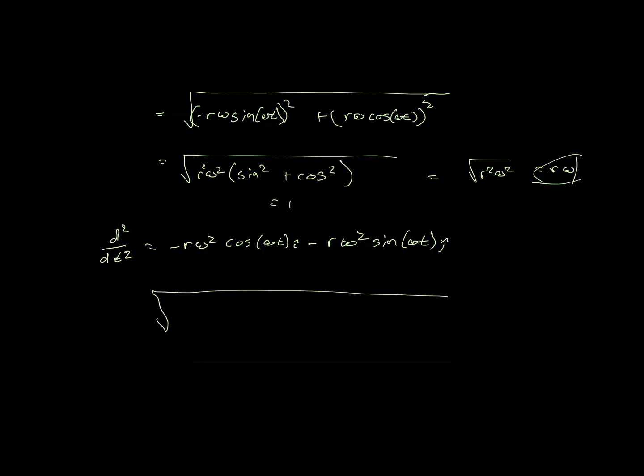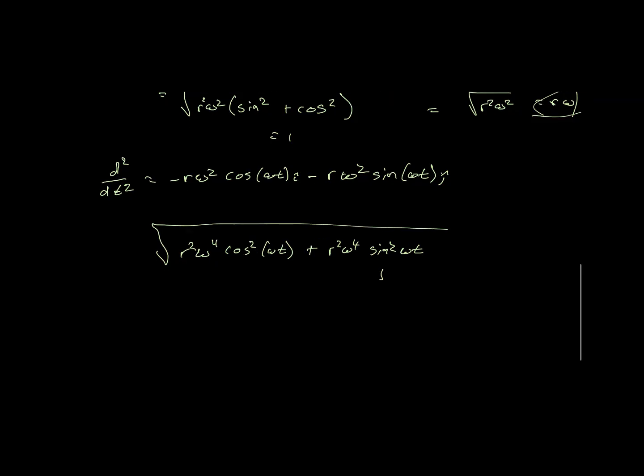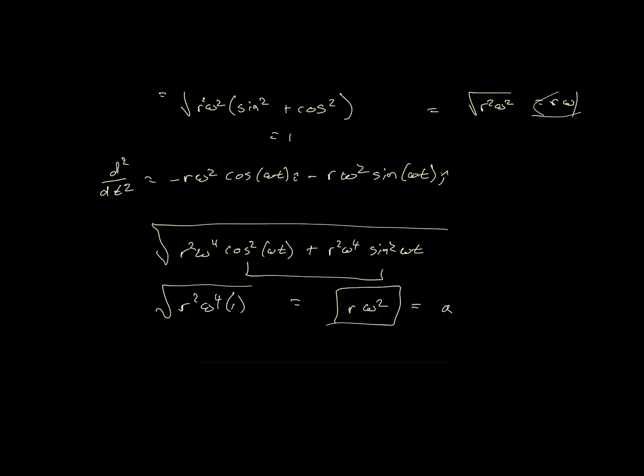And then if you take the magnitude, you square them all, and you're going to get r squared omega to the fourth cosine squared omega t plus r squared omega to the fourth sine squared omega t. Again, you can see that this is going to just equal r squared omega to the fourth times 1. Square root of that equals r omega squared. And that is our magnitude of acceleration. Right? So there we go. We're done there.